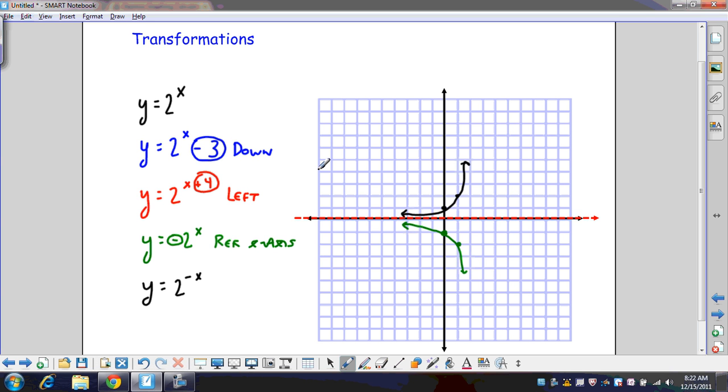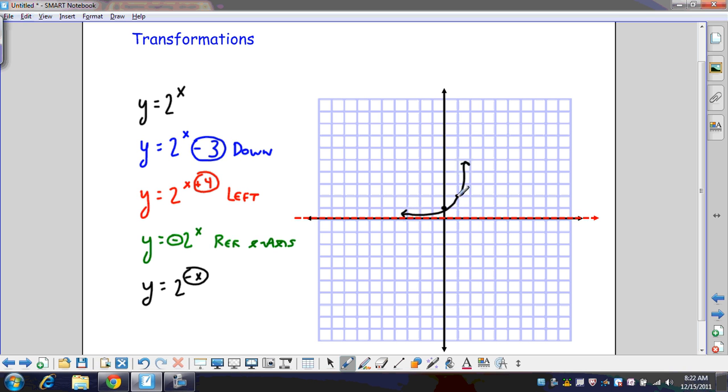Sorry, my writing isn't very good there. But it's a reflection over the x-axis. So let me repeat what I just said there. When things are not in the exponent, those are going to affect the y's. In other words, up and down and reflections over the x-axis. Your x's will not change at all, only the y's. So now that I've reflected those 2 points, I'm going to have a curve downwards. And you can see that basically what I've done with that black graph is I've just mirrored it over the x-axis. And that's all. So that takes care of the green one.